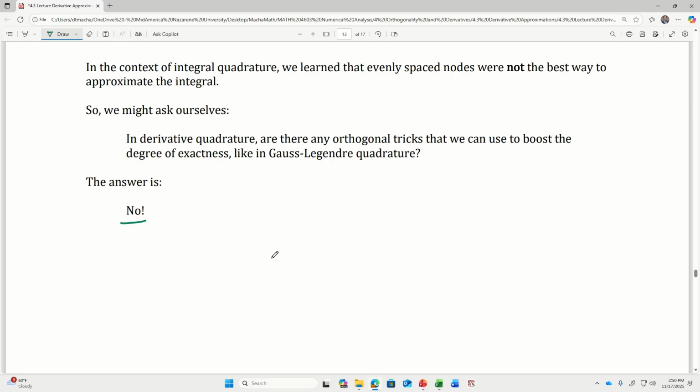Orthogonality, like the orthogonal polynomials, the Legendre polynomials, really helped us a lot in getting a huge boost to the degree of exactness when we were doing integral quadrature. But with derivatives, there is no trick. There's no reason that you should place the nodes here or there to boost degree of exactness. There's not any way to do it. Okay?